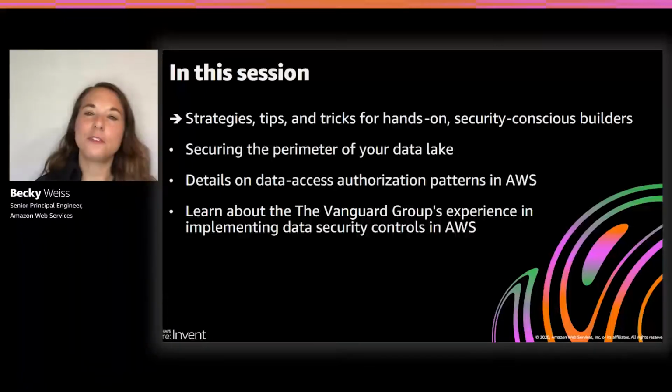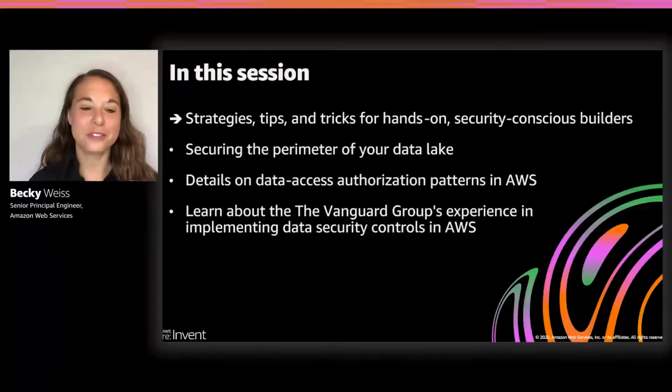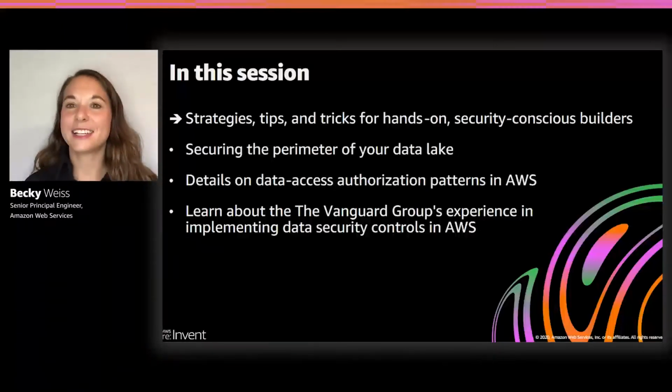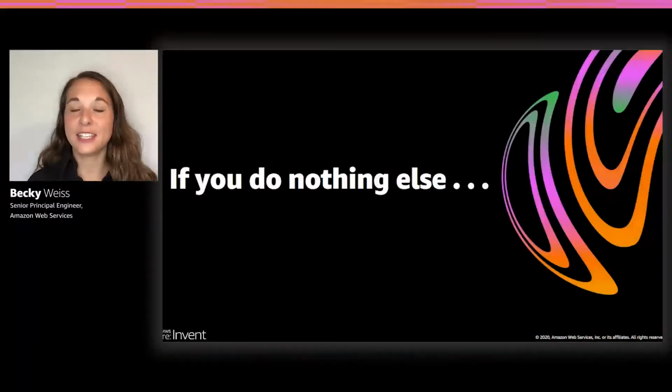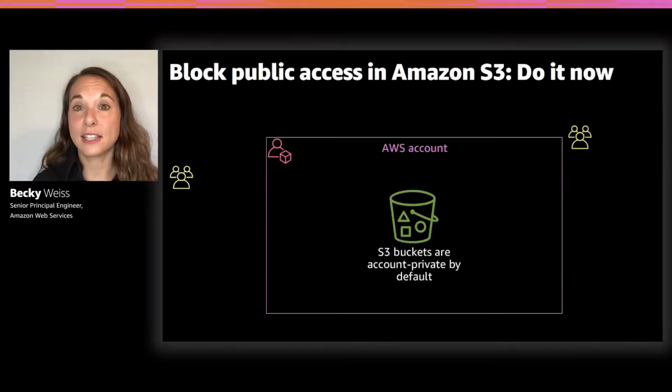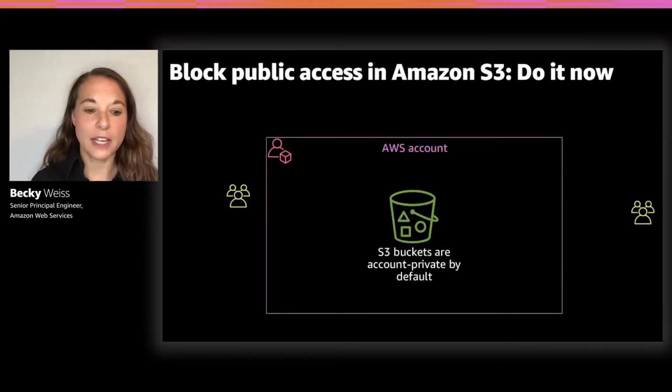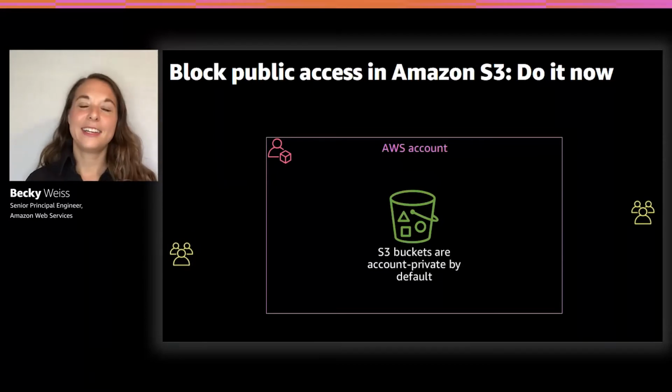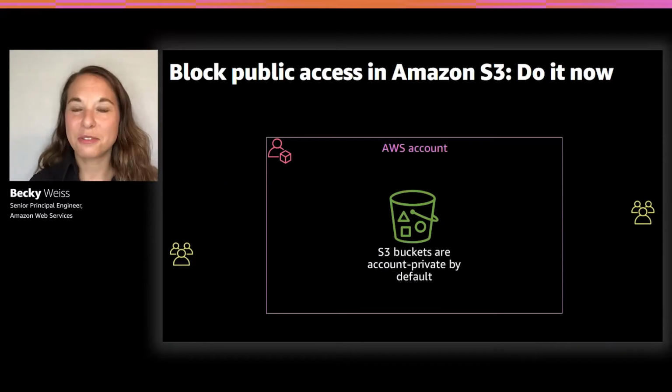Now, to kick this off, if you do nothing else at all about your data lake in S3, go and turn on block public access in S3. It's a bucket level and an account level setting. The account level setting is the easy mode. It basically asserts that you don't have any publicly accessible data, and the block public access setting will keep it that way. As you probably know, when you create an S3 bucket, it is private to your account by default.